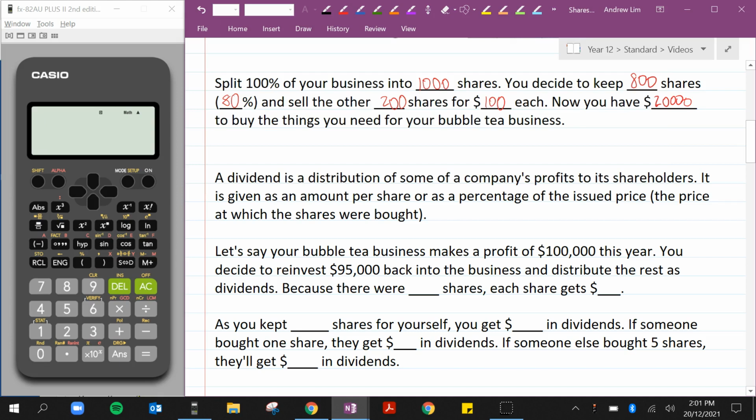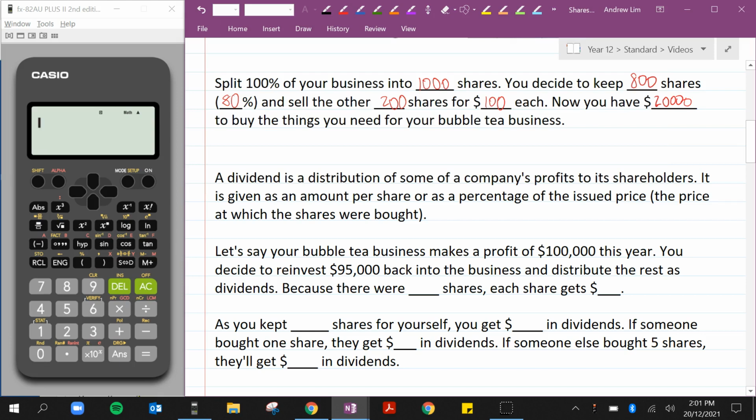So let's continue with this bubble tea business example. Let's say your bubble tea business makes a profit of $100,000 this year. You decide to reinvest $95,000 back into the business so you can use that money to buy even more equipment, hire more people, make renovations to your store, or maybe expand, get another store somewhere else. And you distribute the rest as dividends. So you've got $5,000 which you're going to give back to the owners or part owners of your company.